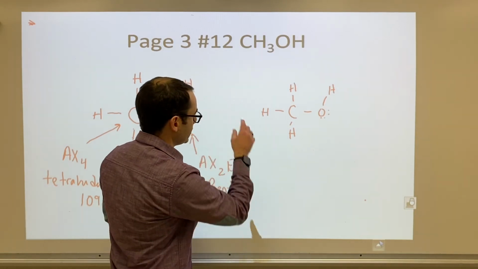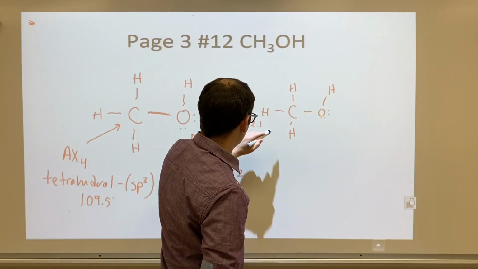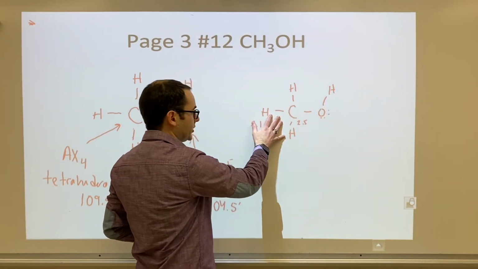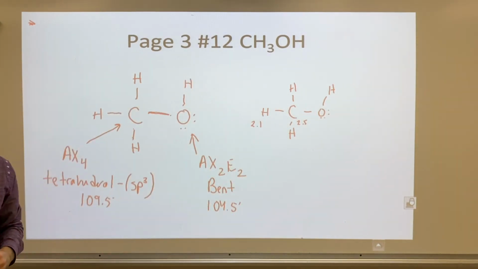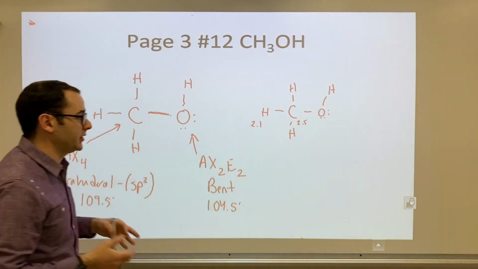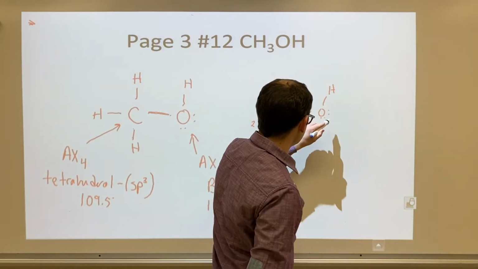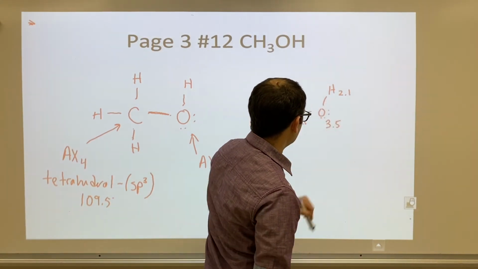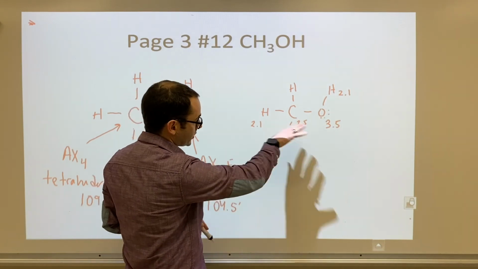Okay, so hydrogen is 2.1, carbon is 2.5. If it was just hydrogen and carbon, what would it be? Non-polar, right? Whenever it's just a hydrocarbon, it's going to be non-polar. All right, but here we have oxygen. Oxygen is 3.5. All right, so the electrons are going to go towards that oxygen.